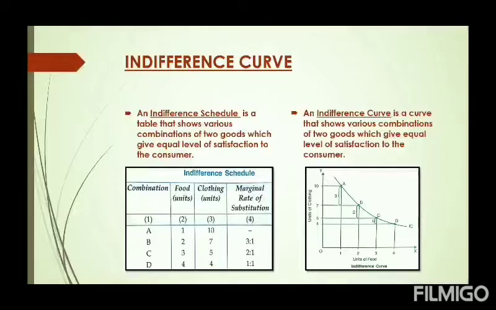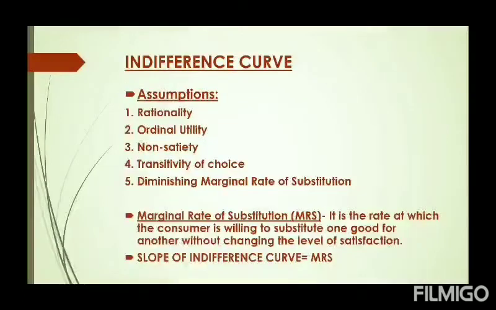So this is also known as iso-utility curve. Iso means same, utility curve. Indifference curve or iso-utility curve is same. This topic is very important to understand. Now, when we are drawing this indifference curve, we assume some points.